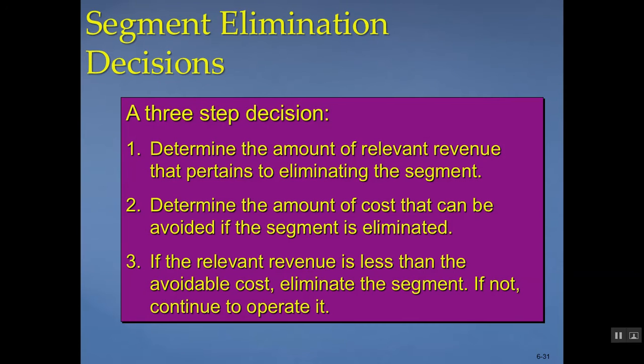Making that decision is a 3-step process. First, we determine the amount of relevant revenue that pertains to eliminating this segment. That revenue will go away. Second, determine the amount of cost that can be avoided if the segment is eliminated. And then, if the relevant revenue is less than the avoidable costs, eliminate the segment. If not, we need to continue operating it, even though it's operating at a loss.